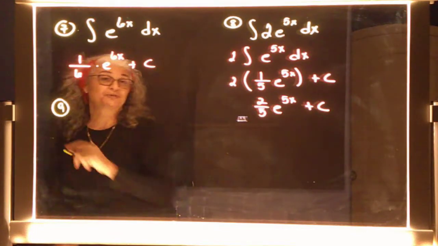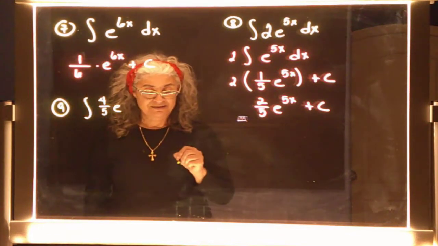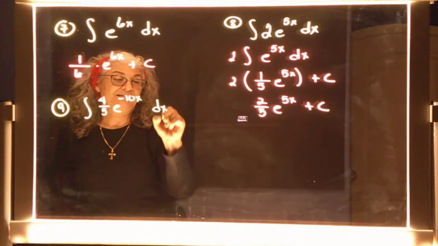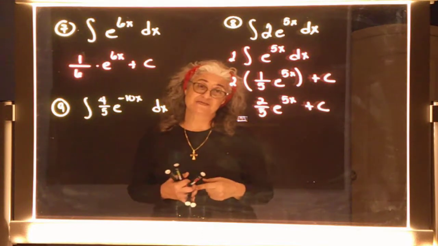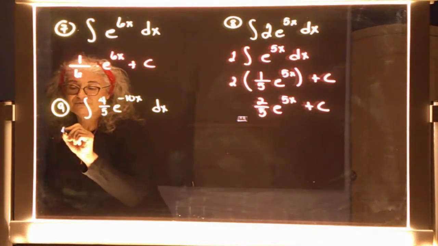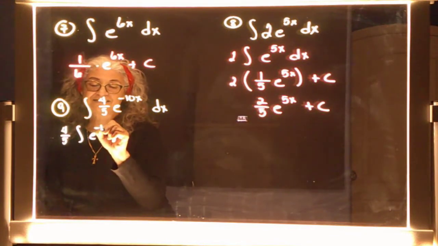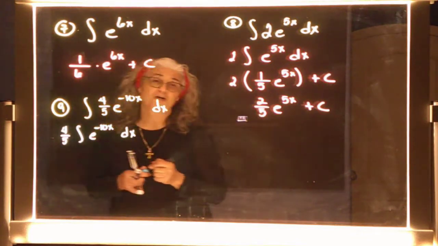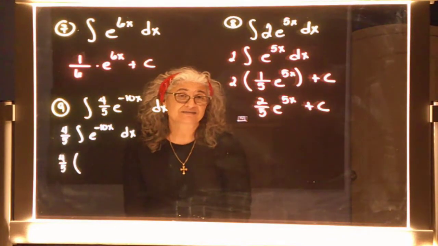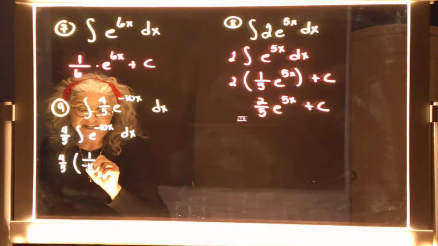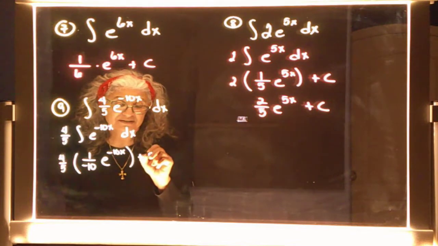Okay. I have room for number 9. Wasn't sure if I was going to, so I'm going to put number 9 up on the board right now. I'm taking the antiderivative of 4/5 e to the negative 10x, with respect to x. Okay, what are we going to do? Yeah, get that 4/5 out of there, first and foremost. So the 4/5 is going to get pulled to the outside. So all I'm doing is taking the antiderivative of e to the negative 10x with respect to x. The 4/5 is staying on the outside. How do I take the antiderivative of e to the negative 10x? Good. 1 over the negative 10, the coefficient of x, times e to the negative 10x plus c.